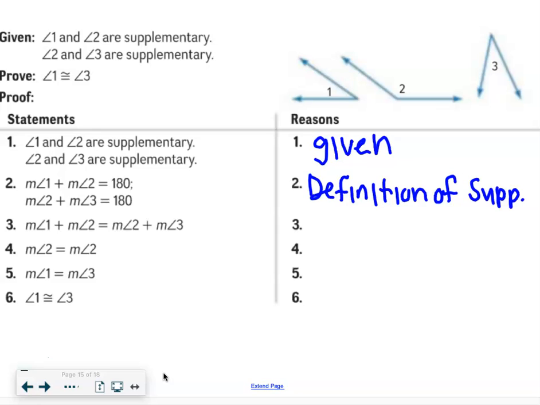Now why can I say angle 1 plus angle 2 is equal to angle 2 plus angle 3? Definition of congruent. That's not going to be my reason though. But look, they're both equal to what? 180. So when they substitute, substitution or transitive, either one. I'm going to use transitive, but you can use substitution.